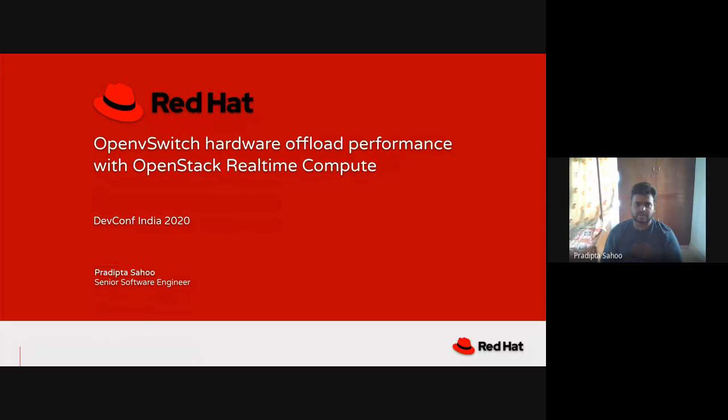As a quick introduction, I am Pradipta Sahu. I'm working as a senior software engineer at Red Hat, mainly focusing on the Red Hat hybrid cloud product ecosystem.